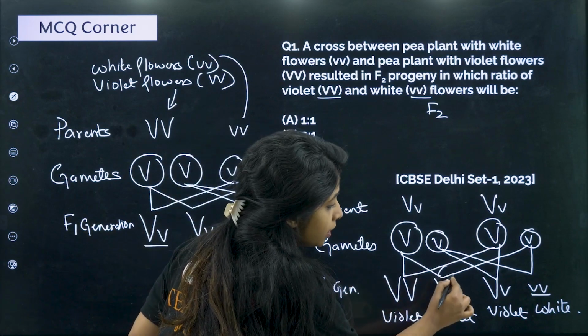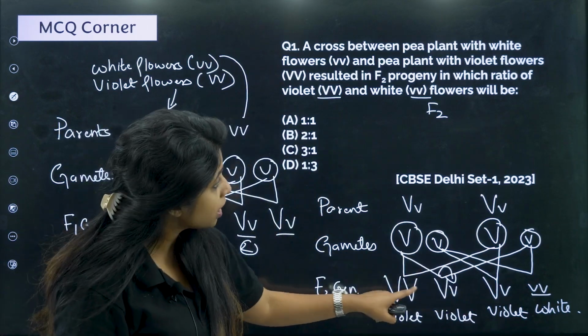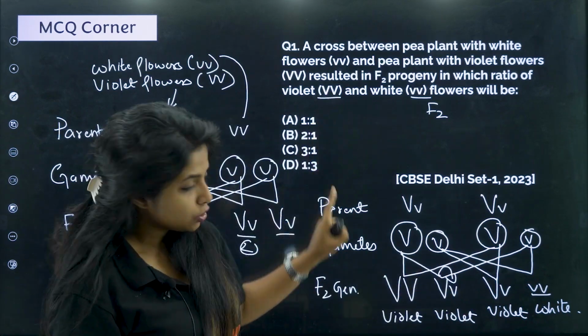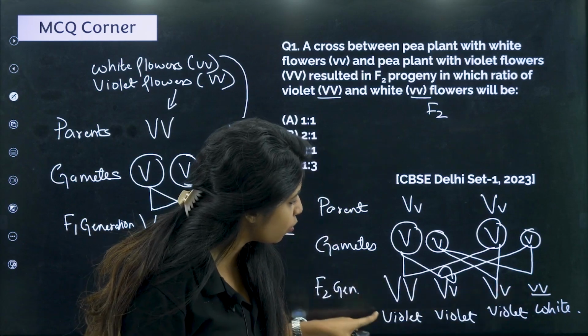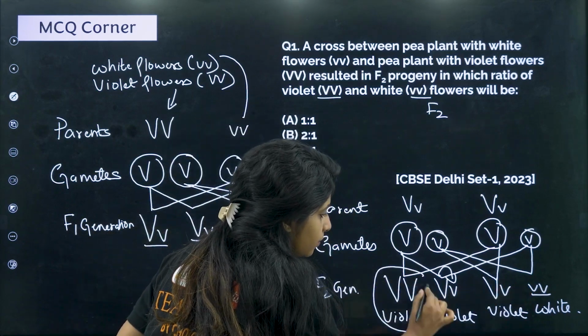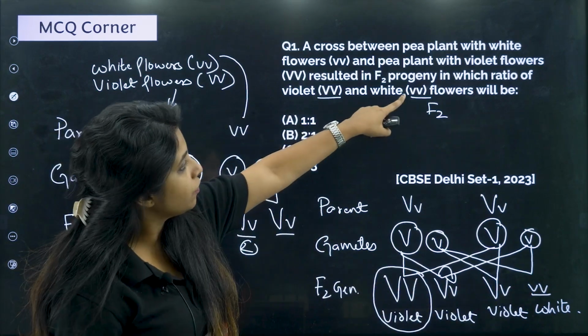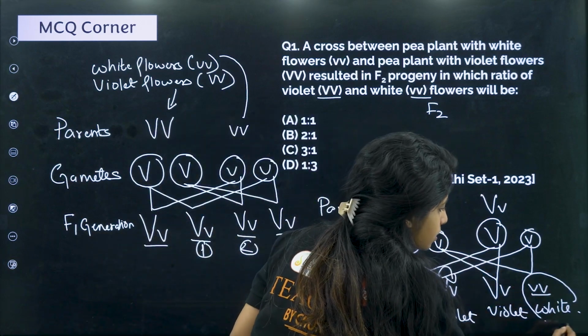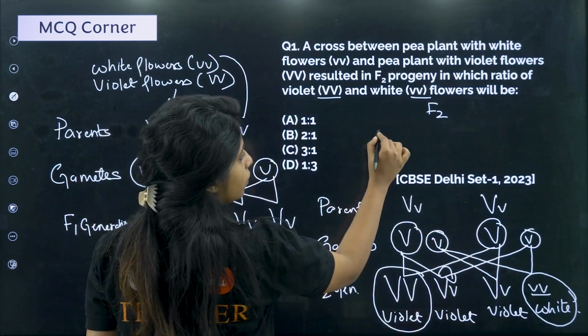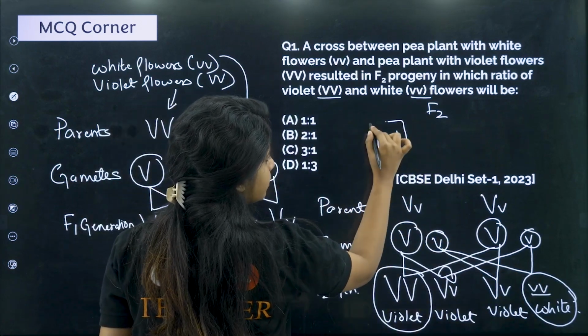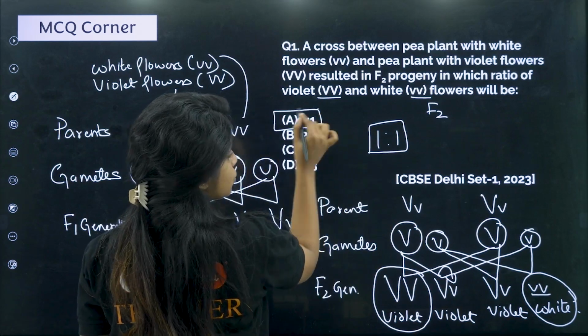But since it is dominant, it becomes violet in color. So they are asking you about homozygous condition. So you see among 4 of them, only one is violet like this. Homozygous violet. Similarly, white also there is only one which is like this. So what will be the ratio? The ratio will be 1:1. So your answer becomes 1:1.